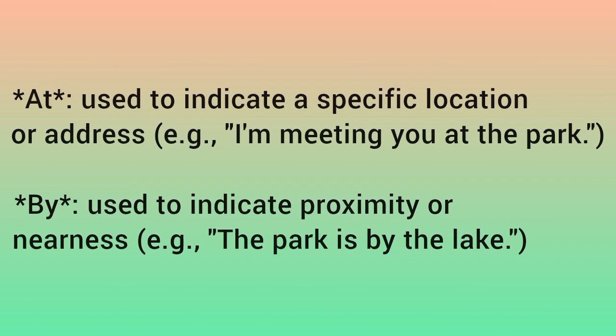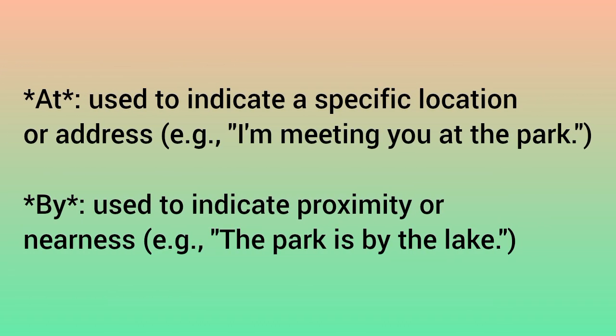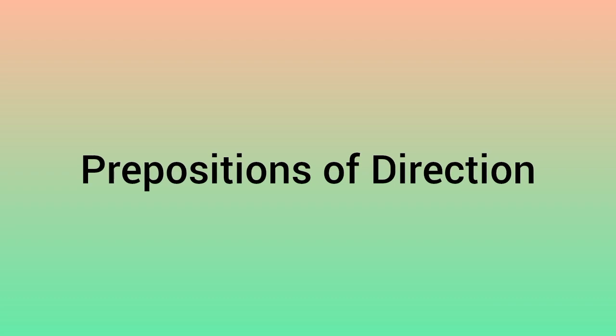At, it is used to indicate a specific location or address. For example, I am meeting you at the park. By, by is used to indicate proximity or nearness. For example, the park is by the lake. Secondly, we have prepositions of direction.